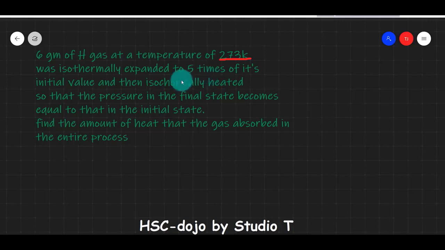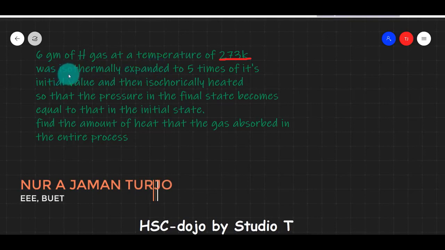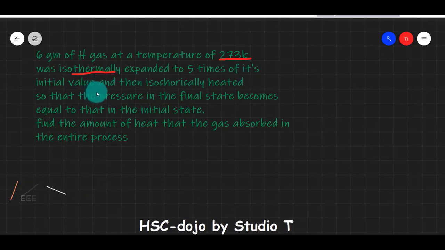So for the next question, we have 6 gram of hydrogen gas at a temperature of 273 Kelvin, which was isothermally expanded to 5 times of its initial value and then isochorically heated so that the pressure in the final state becomes equal to that in the initial state.